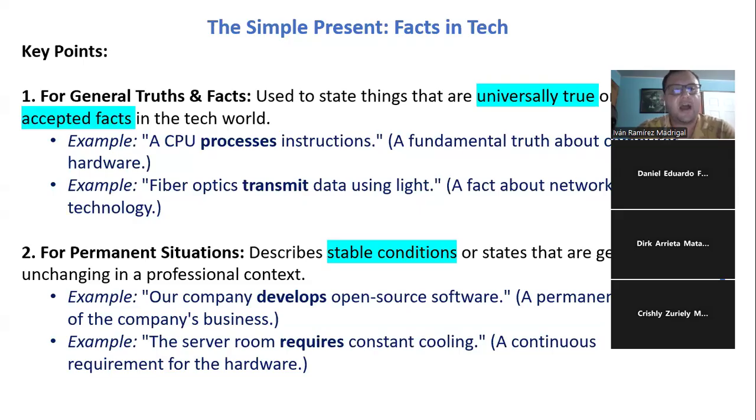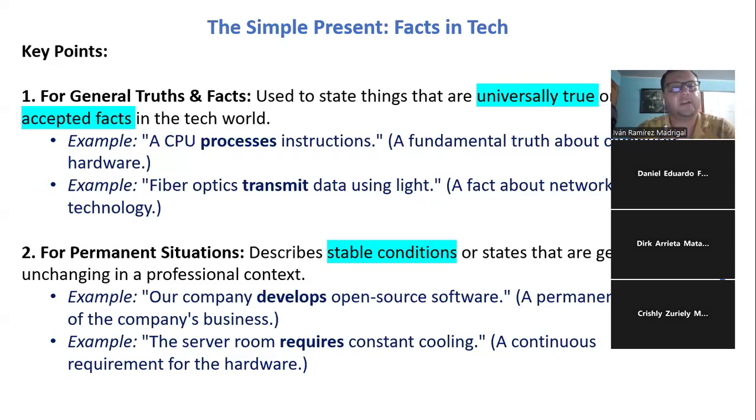First one is when I am to state facts that are universally true, okay? And here we have an example. It says a CPU processes instructions. That's a fact, right? That is what a CPU is created to do, right? Okay. Universal truth. Accepted facts. Things I cannot reject, all right?